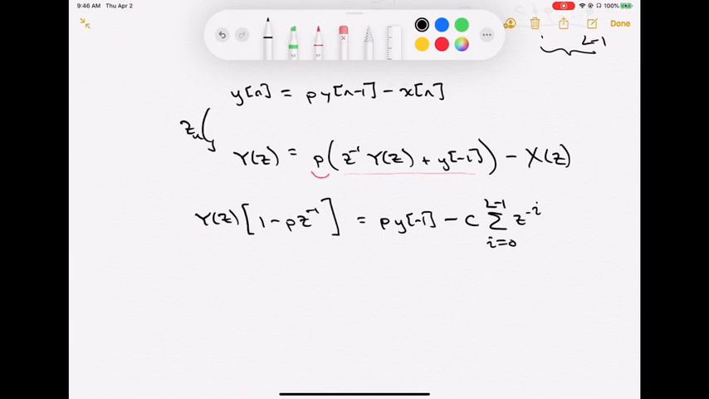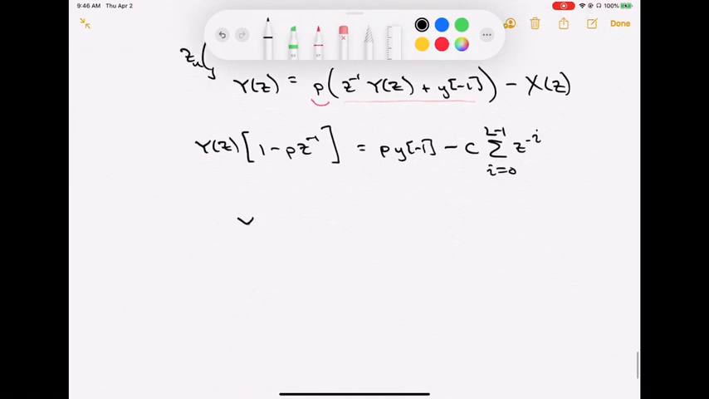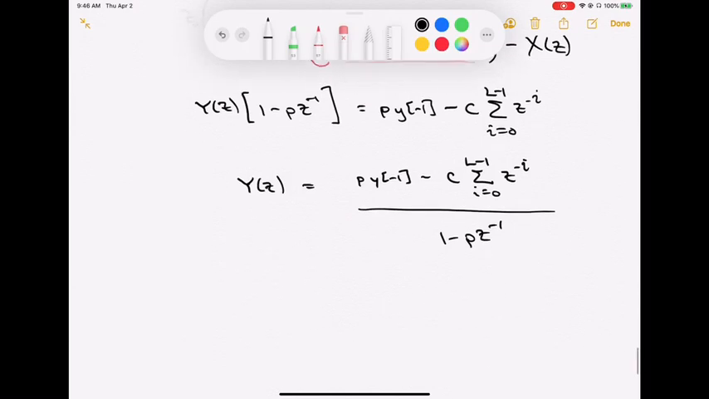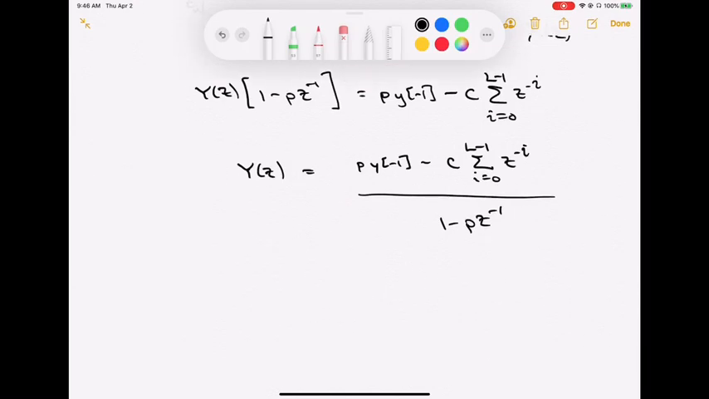If I solve now for y of z, what do I get? I get y of z is equal to p little y of minus 1 minus c summation i equaling 0 to capital L minus 1 of z to the minus i, over 1 minus p z to the minus 1. Okay, so this should give me the transform domain expression for my loan balance.